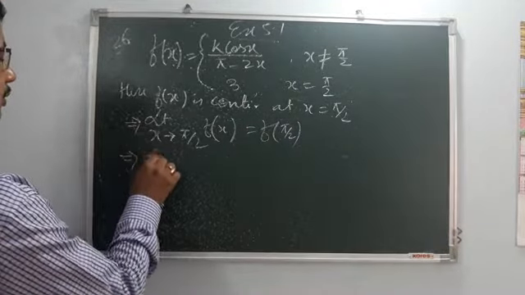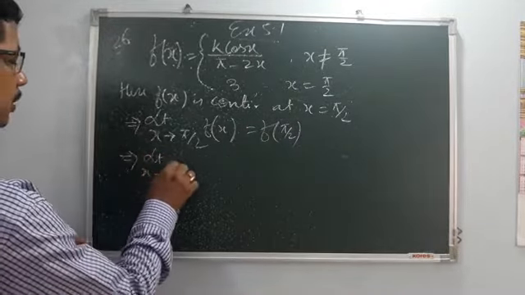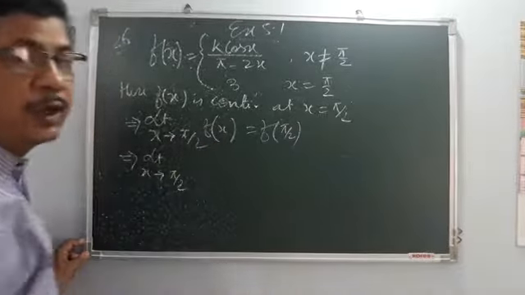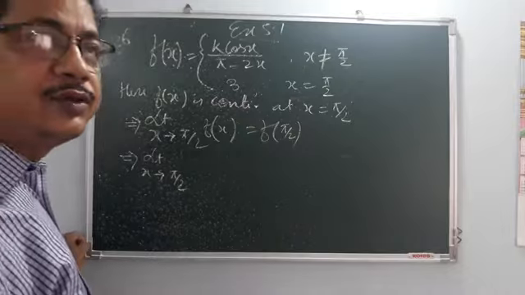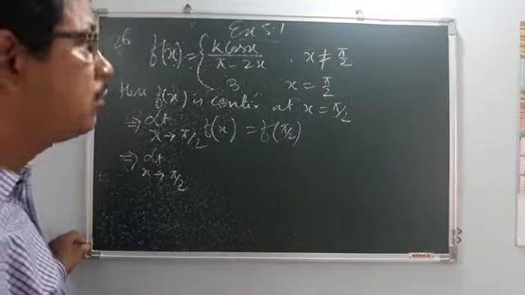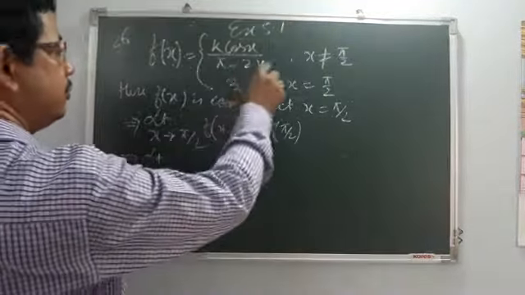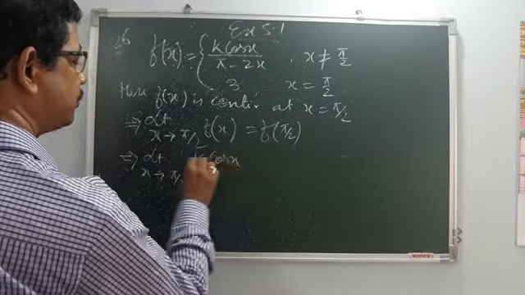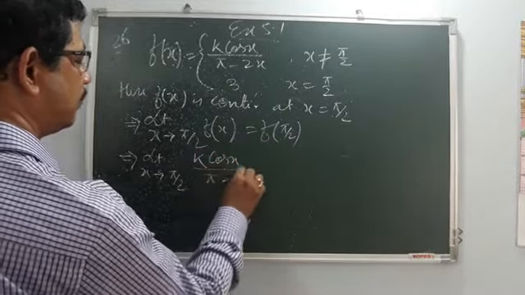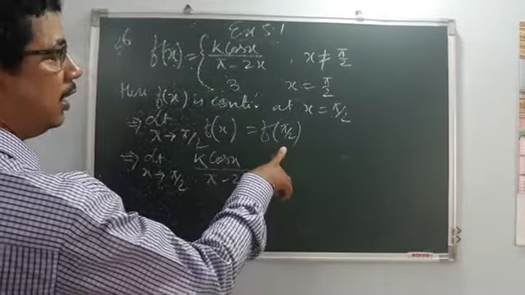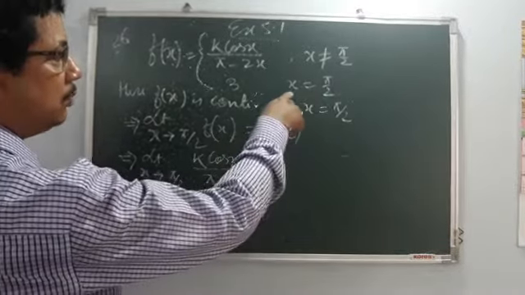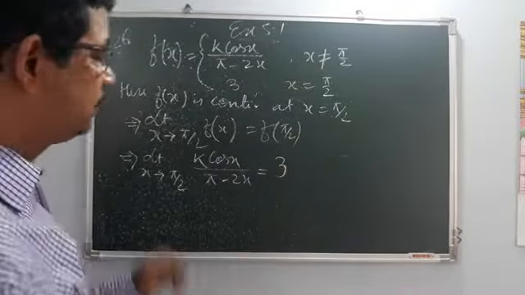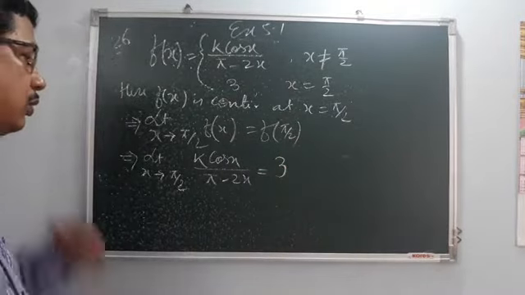Then x tends to pi by 2, f(x). When x is approaching towards pi by 2, not equal to pi by 2, then f(x) is this one. So you have to write k cos x divided by pi minus twice x, and f(pi by 2) is 3 only. So that thing you have to know.